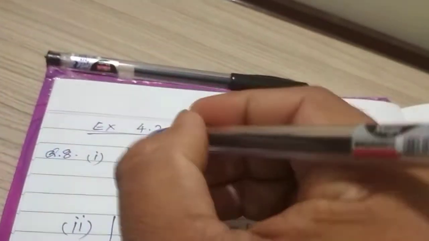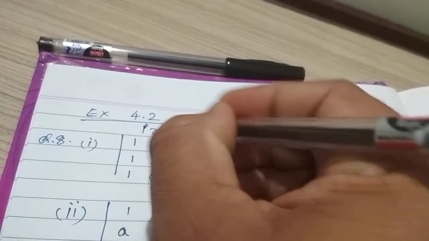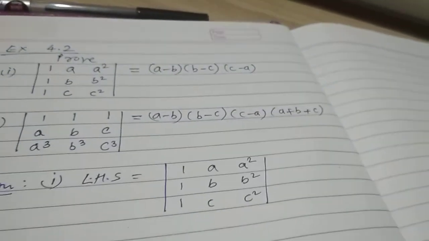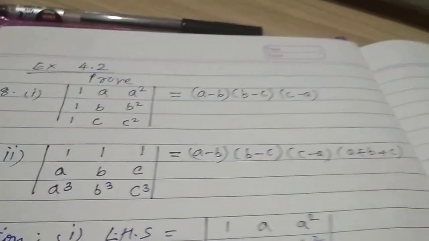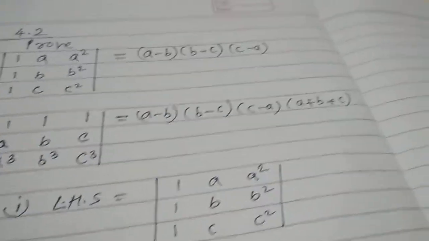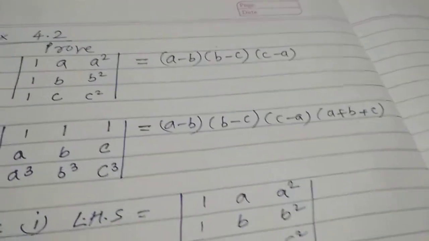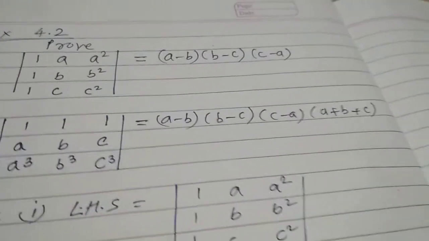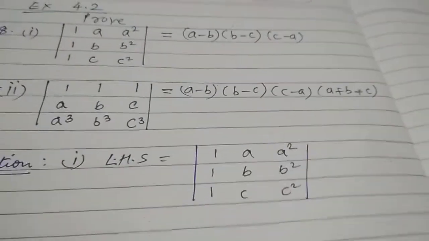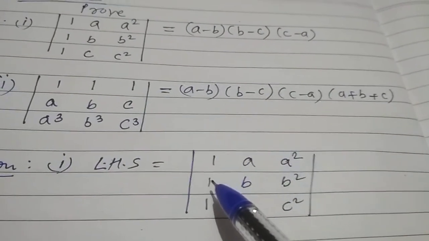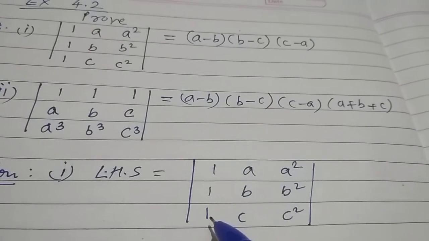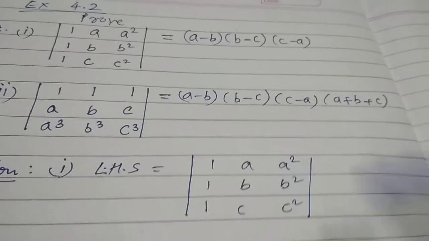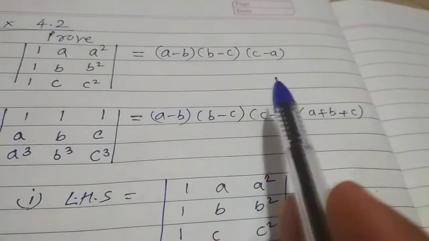We have to prove, using properties, that this determinant has these factors. There are several methods, but we'll go with the traditional approach. It's by making any two elements of this column as 0, and then we can expand by taking out certain factors common.